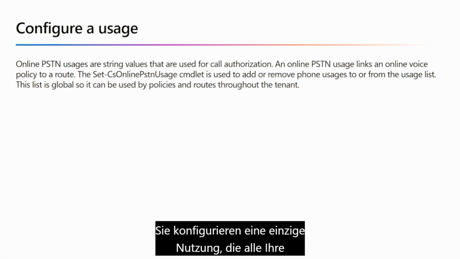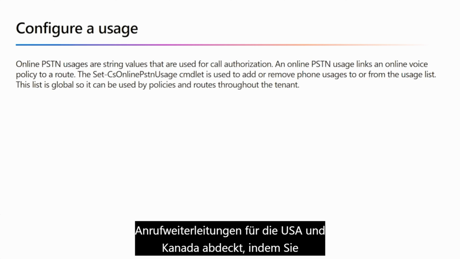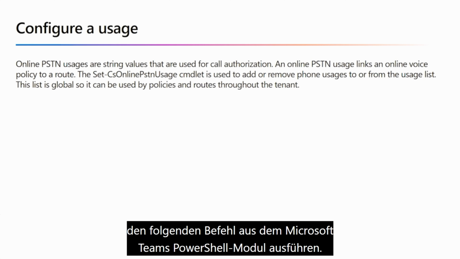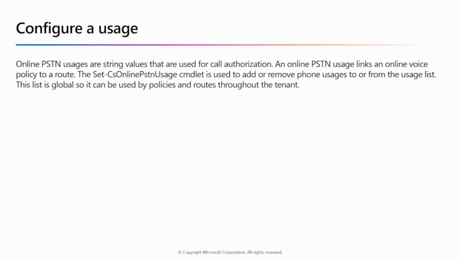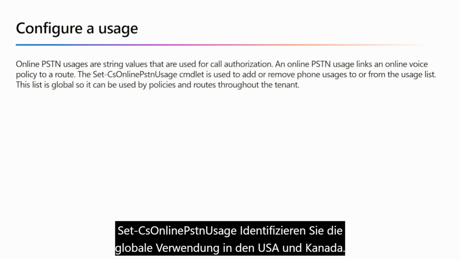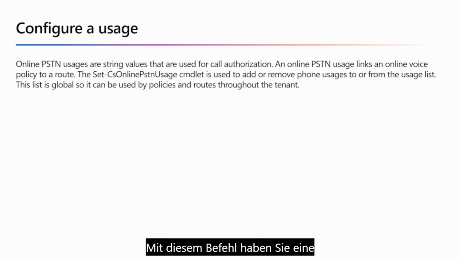You configure a single usage to cover all your US and Canada call routing by running the following command from the Microsoft Teams PowerShell module. Set-CsOnlinePstnUsage -Identity Global -Usage @{Add="US and Canada"}. With this command, you have configured a usage called US and Canada.